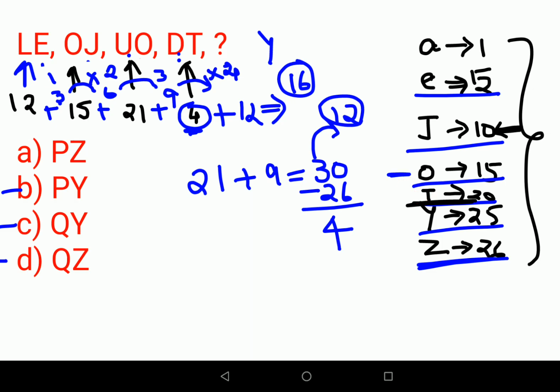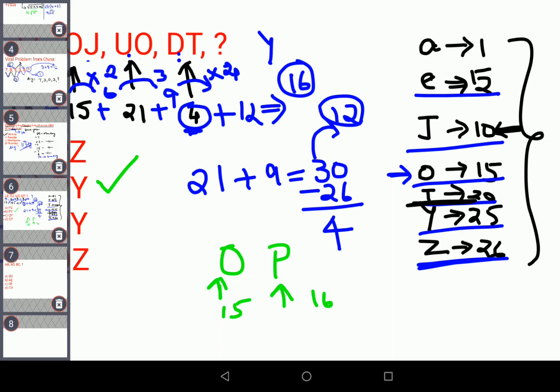And if you know O is 15, so your next answer would now be what? P, because O is then followed by P. So if O is 15, then 16 will be what? P. So your answer will be option B. I hope you all have understood how to solve these kind of questions.